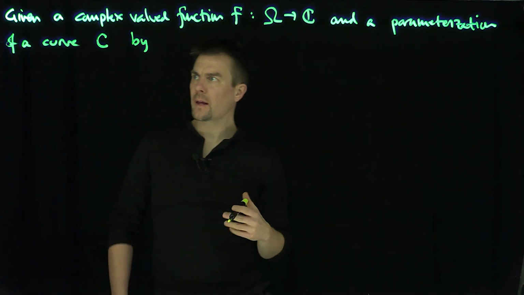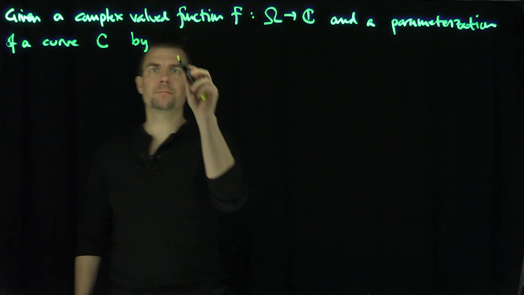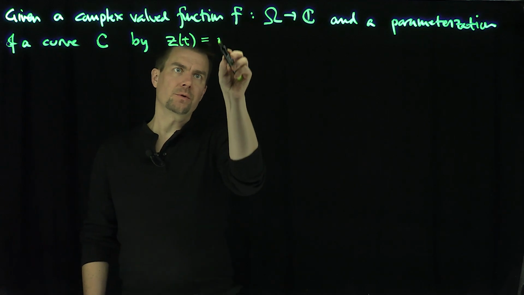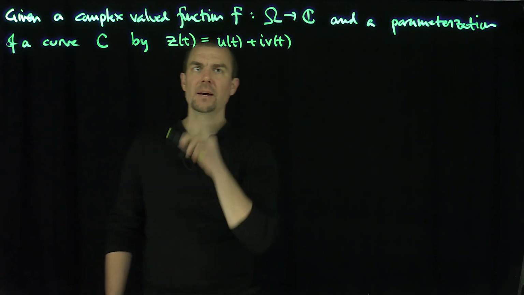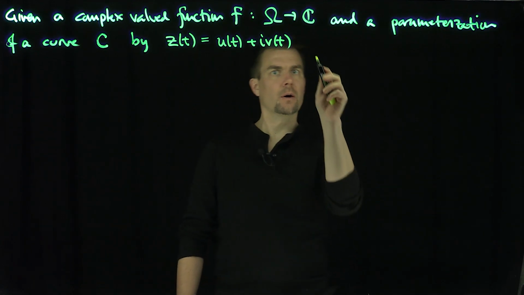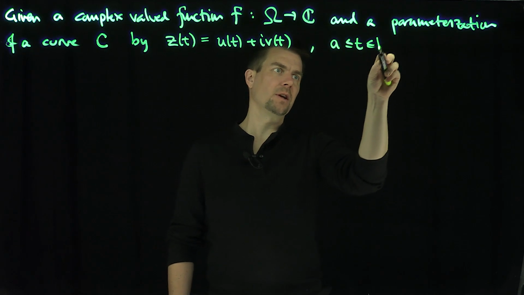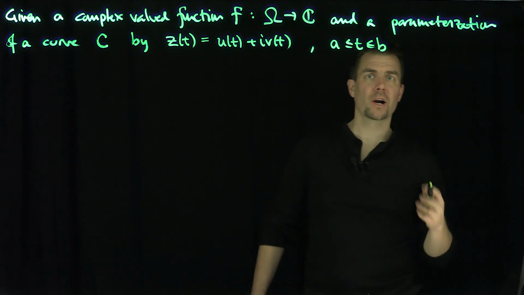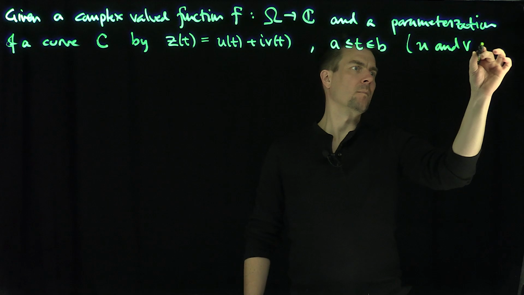Now, C is going to be a curve in the complex plane, right? So I'm going to write it like this: z of t is equal to u of t plus i v of t, where t goes between a and b, for example, with a less than or equal to t less than or equal to b. And I'm going to assume that u and v are smooth functions.